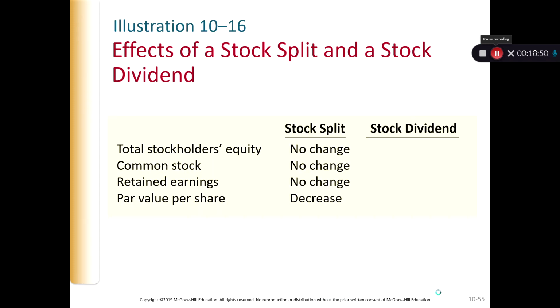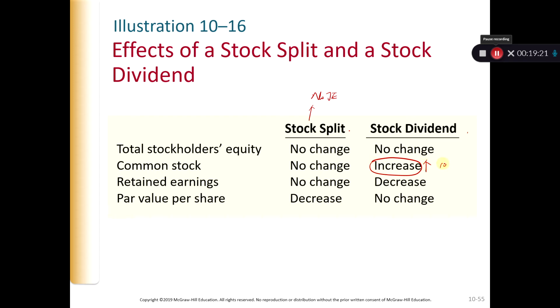So let's do a more concrete comparison between stock split and stock dividend. The total stock equity holding of both methods does not change at all, no matter if it's a stock dividend or stock split. The common stock for a stock split does not change. There's no journal entry in terms of stock split, but for a stock dividend, the common stock does increase, right?